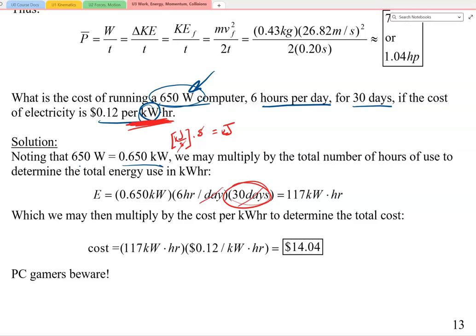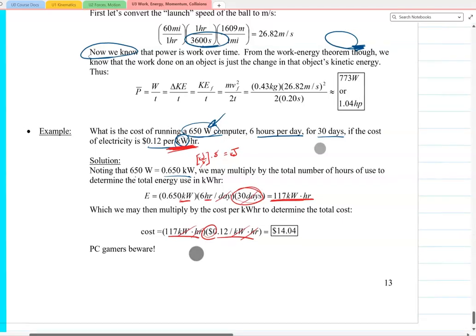The product of these numbers does come out to be 117 kilowatt with the hour unit, since the day is canceled. So kilowatt hours is how much is being consumed. And so the cost would be 117 kilowatt hours times 12 cents per kilowatt hour. The kilowatt and hours units will then cancel, and we're left with our money unit, $14. So evidently, if you're running a computer 6 hours a day for approximately 1 month, you're going to be charged around $14 just to operate that computer.